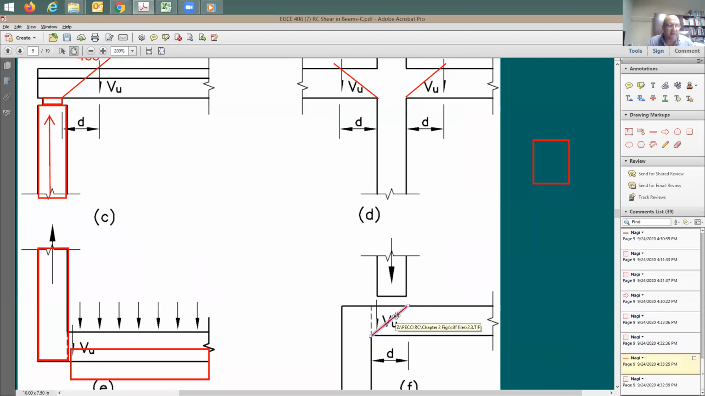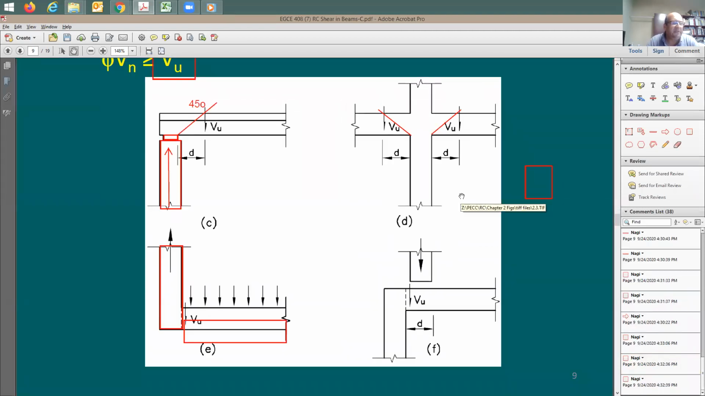So actually now the critical section for shear is going to be right at face of the column. I have 4 separate cases. This is going to be usually the standard one that you're going to be using in most applications.